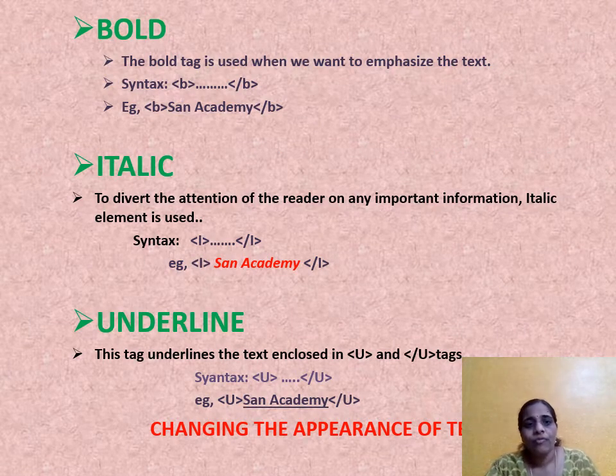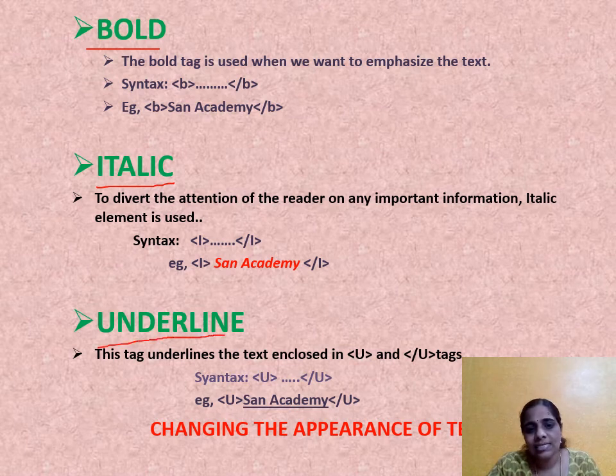Now we are going to see a few tags to use to write the program. See here, this is the bold tag, italic tag, underline tag. Bold starts with B and slash B. If you write B San Academy slash B, it means that San Academy will be displayed in bold letters.